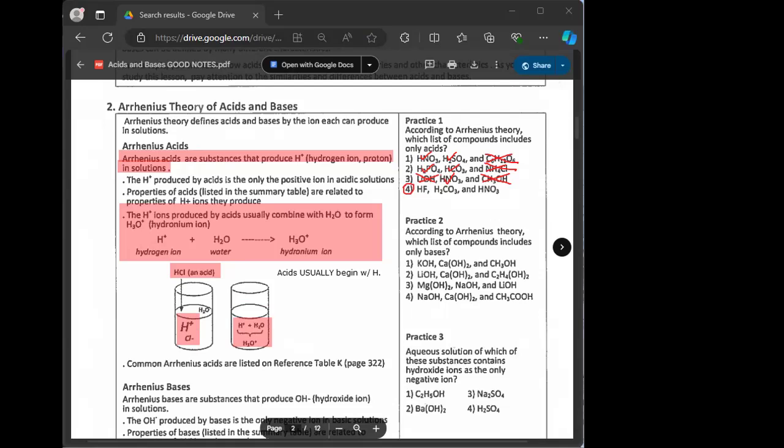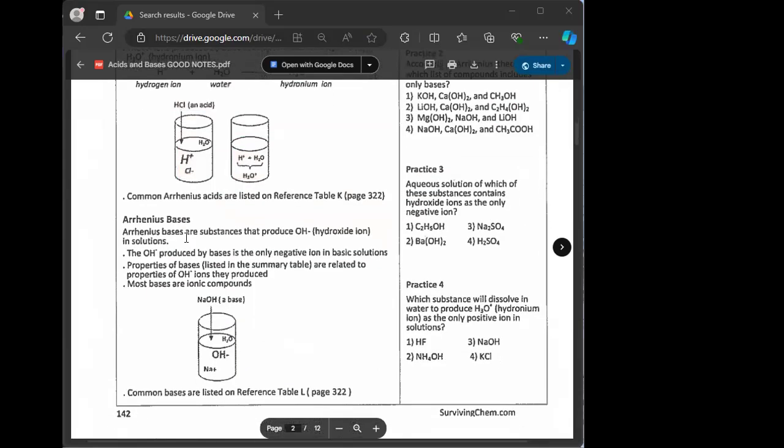Okay, now let's take a look at bases. Bases are substances that produce OH ions when they dissolve in water. Most bases are ionic for Arrhenius. So bases usually have a metal and an OH in them.